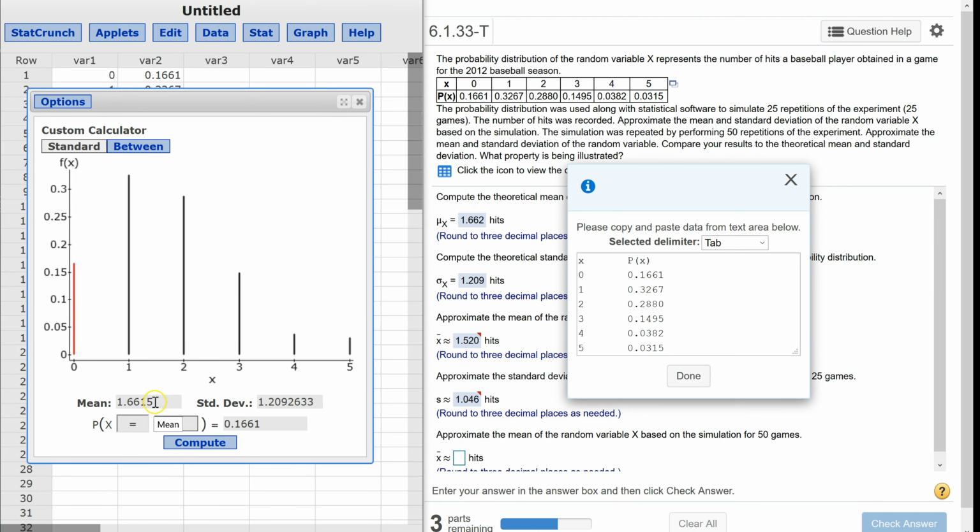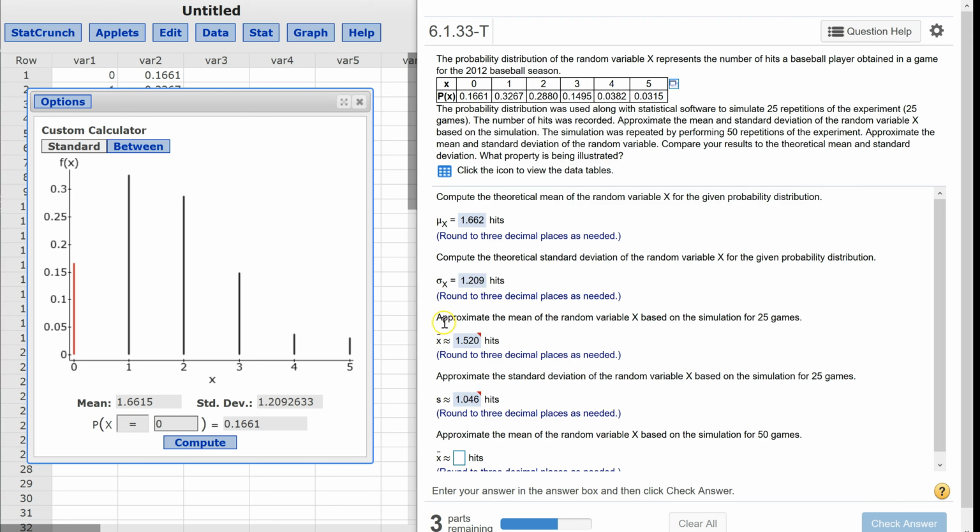What we need is the mean, and that is 1.6615. And so rounded to 3 decimal places is 1.662. The standard deviation rounded to 3 decimal places is 1.209.